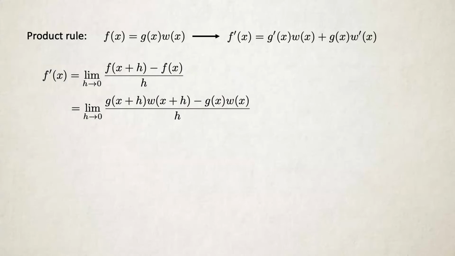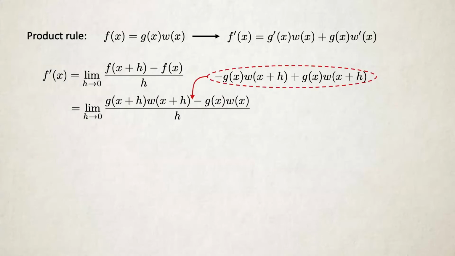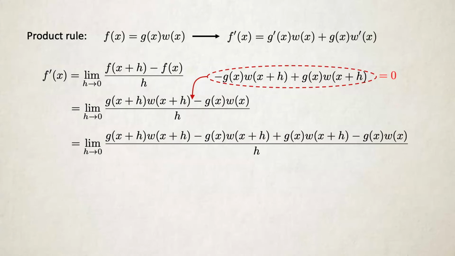Here comes the trick. In the numerator, we will subtract g of x times w of x plus h and add g of x times w of x plus h. Because we have subtracted and added the same term, we have added 0, which does not change anything. That will give us the limit as h approaches 0 of g of x plus h, w of x plus h minus g of x, w of x plus h plus g of x, w of x plus h minus g of x, w of x, over h.